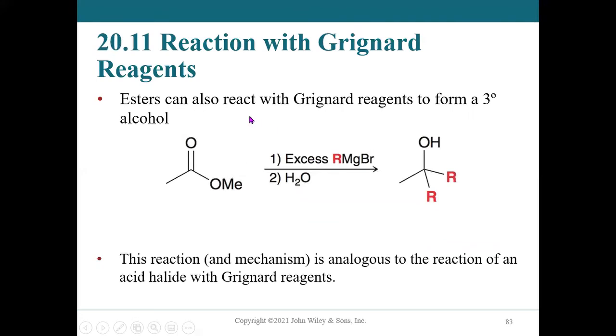Ester can also react with the Grignard reagent to form a tertiary alcohol. We have to use two equivalents of the Grignard. So this is the Grignard reagent. Then work up with water to add the two R groups on this carbonyl carbon. This reaction and mechanism is analogous to the reaction of an acid halide with Grignard reagent.